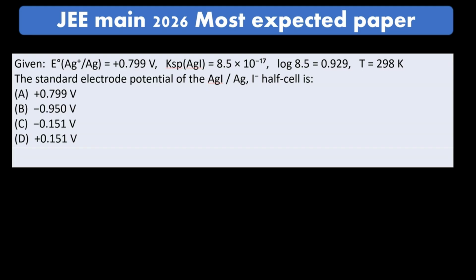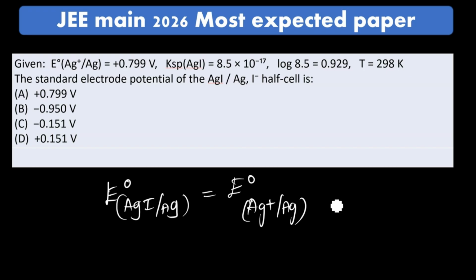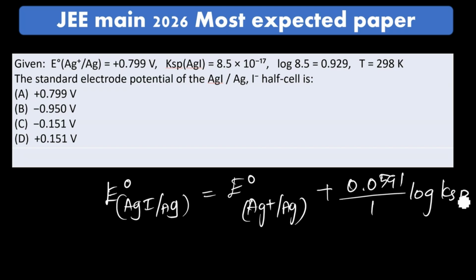They have given the Ksp of AgI, log 8.5 is this, and the temperature is also given. What they are asking is the standard electrode potential of AgI, Ag and I minus. How can we go about this question? Let's write a formula first. E naught of AgI to Ag is equal to E naught cell of Ag plus to Ag plus 0.0591 by how many electrons, 1 electron, into log Ksp.